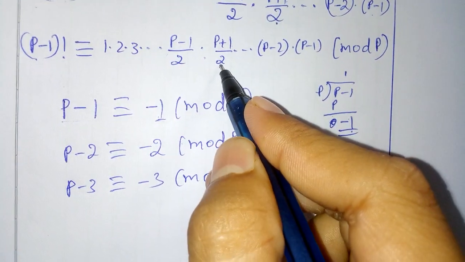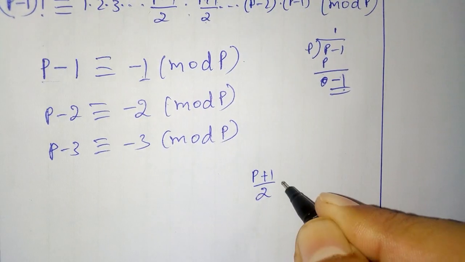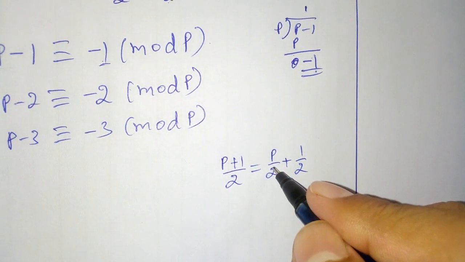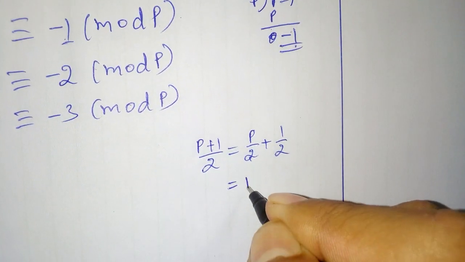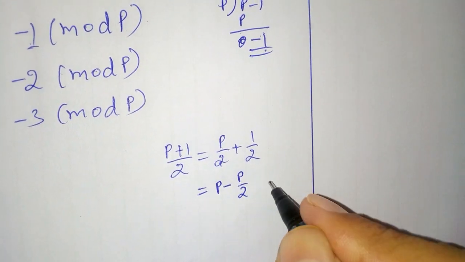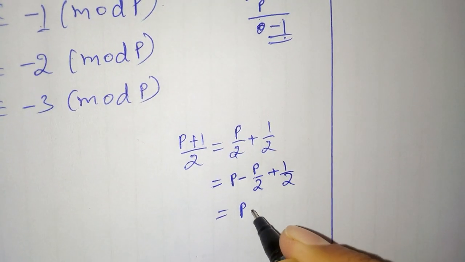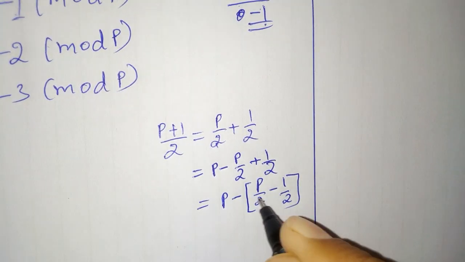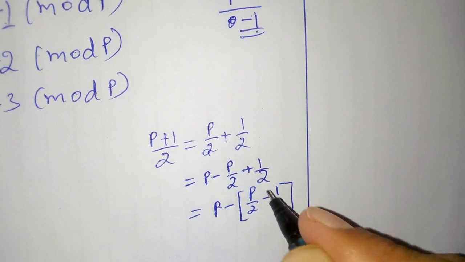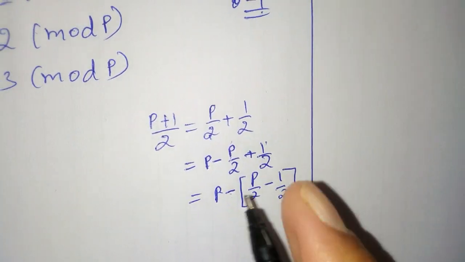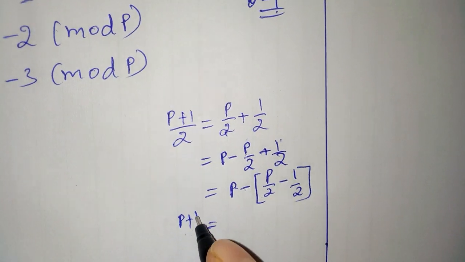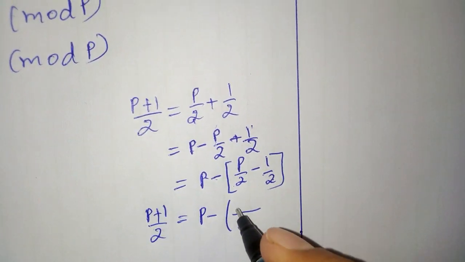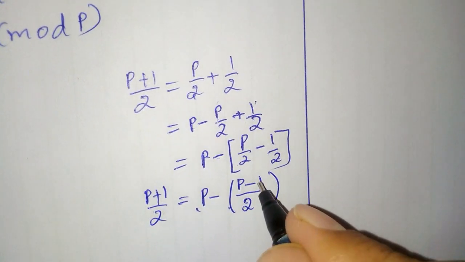Consider (p plus 1) by 2 now. What is (p plus 1) by 2? (p plus 1) by 2 is p by 2 plus 1 by 2. How can we represent p by 2? We can represent p by 2 as p minus p by 2, plus 1 by 2. Now if we take the bracket, p minus (p by 2 minus 1 by 2), and break the bracket, it becomes p minus p by 2, minus into minus becomes plus, 1 by 2. So (p plus 1) by 2 can be written as p minus (p minus 1) by 2.